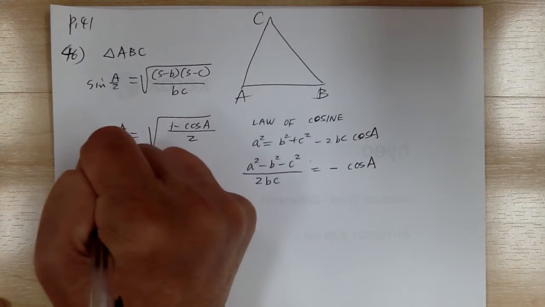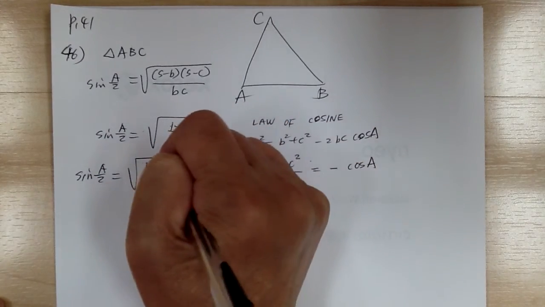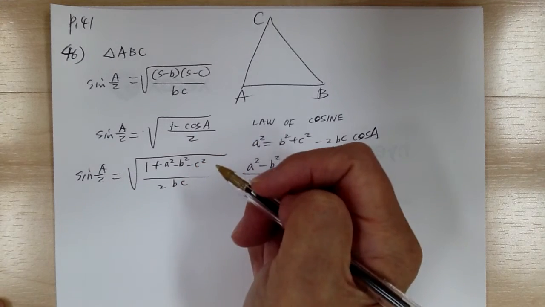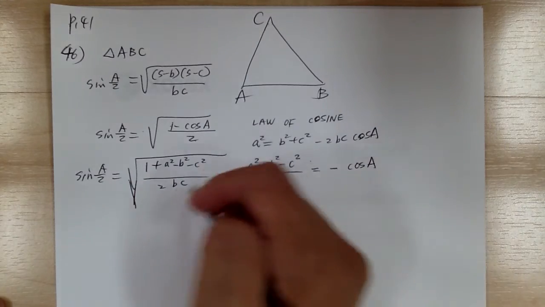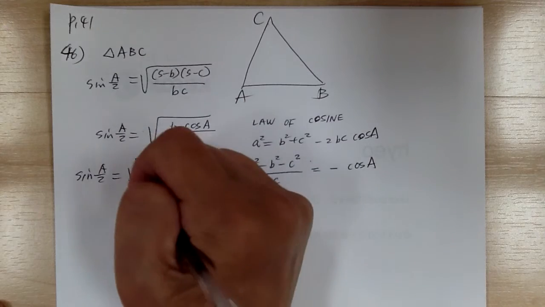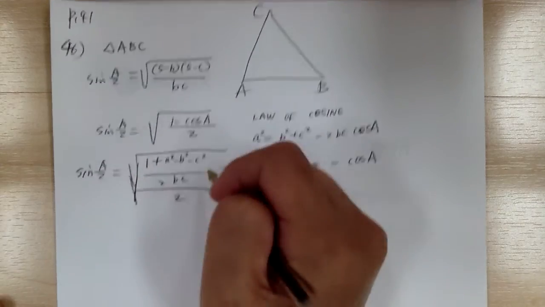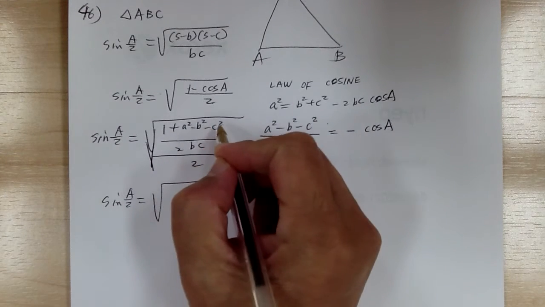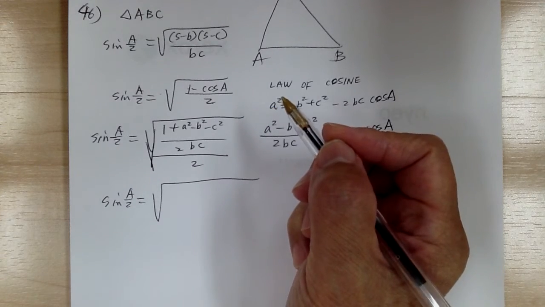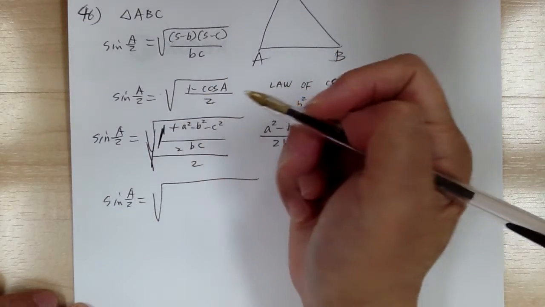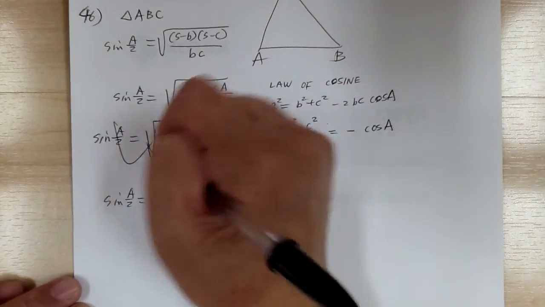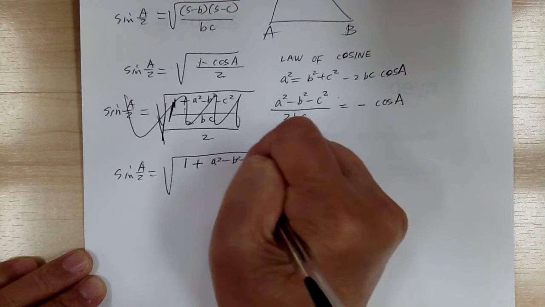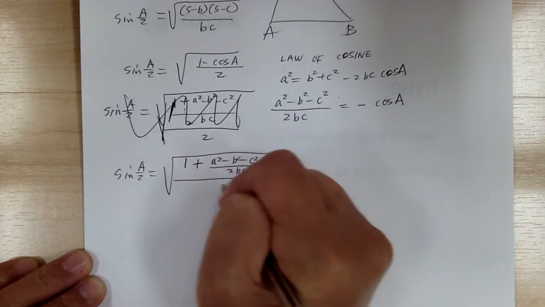So sine of A over 2 is equal to the square root of 1 plus A squared minus B squared minus C squared over 2BC, and the whole thing over 2. Don't forget it's over 2 over here. Okay, so now we're going to simplify this. Let's redo this part, it's kind of messed up. So it'd be 1 plus A squared minus B squared minus C squared over 2BC, over 2. Okay, that's more like it.